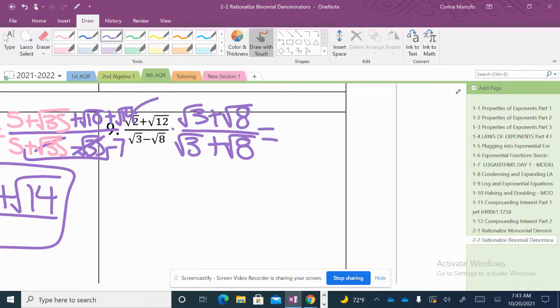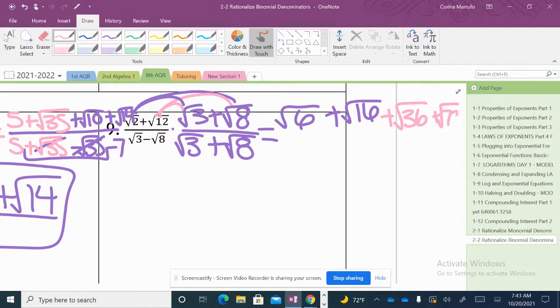So we start multiplying. 2 times the square root of 3 is the square root of 6. The square root of 2 times the square root of 8 is going to be the square root of 16. Okay. Then we're going to multiply the square root of 12 times the square root of 3. That's going to give me the square root of 36. And last, the square root of 12 times the square root of 8 is going to give me the square root of 12 times 8, which is 72. Right? I think so. Okay.